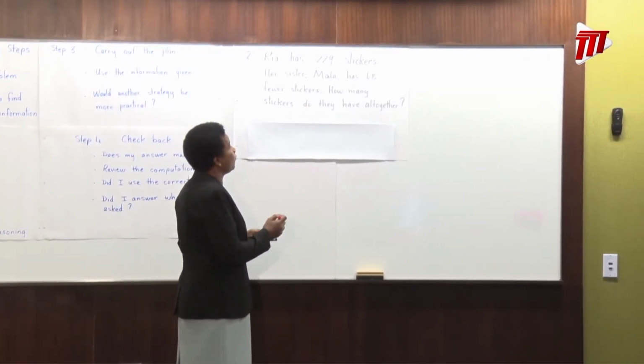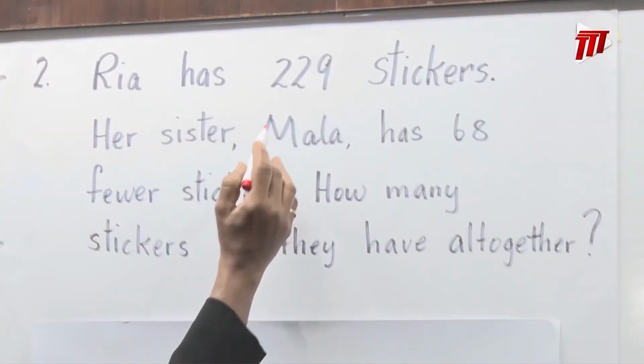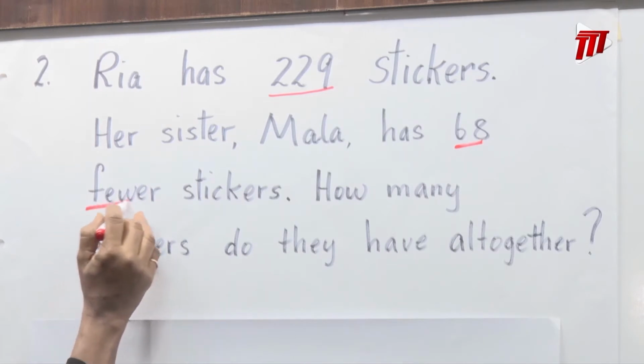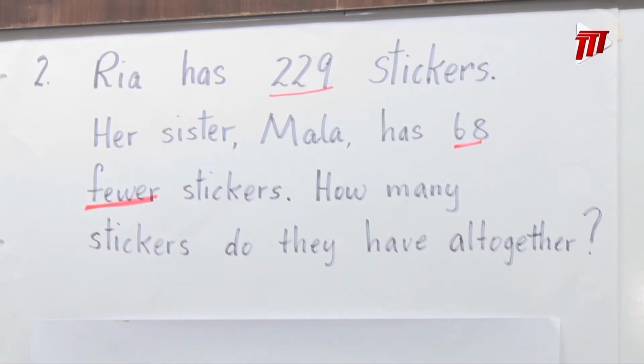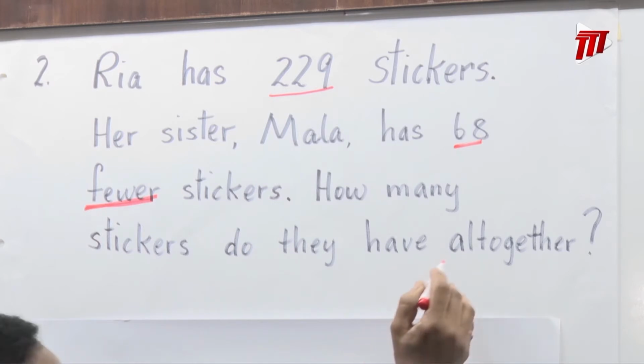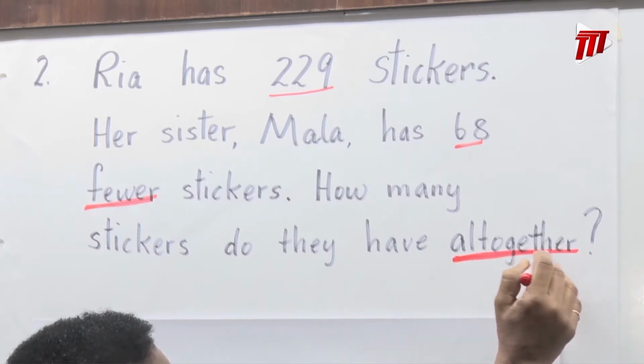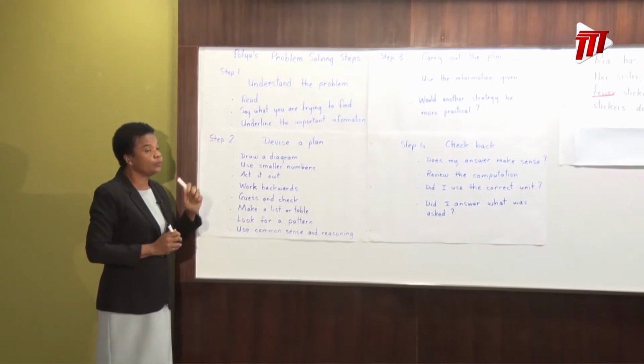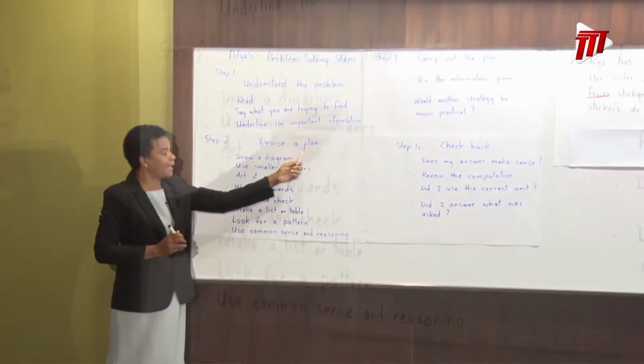The first piece of important information is that Rhea has 229 stickers. Her sister has 68 fewer, which means her sister Marla has less. The question asks, how many do they have all together? This word all together tells us that we have to add or sum Rhea's total with Marla's. So we have done step 1. Let's go to step 2. We have to devise a plan.